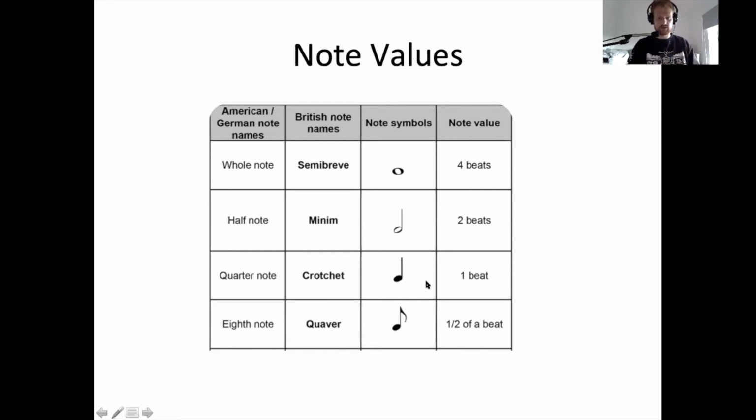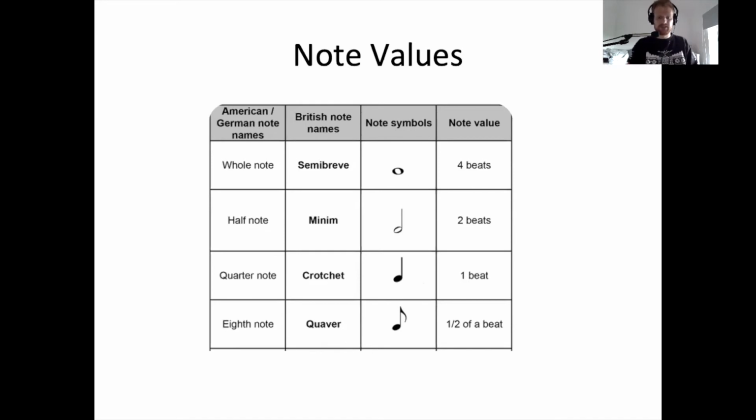We come down to the crotchet, worth 1 beat. It can also be a quarter note, because it's a quarter of the value of a whole note. And then we've got the quaver, worth half a beat, also known as an 8th note. You need 8 of them to fill up to a full whole note. Okay, what some of you may be wondering, where's a note that equals 3 beats?